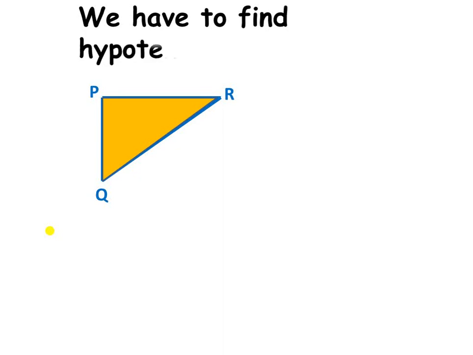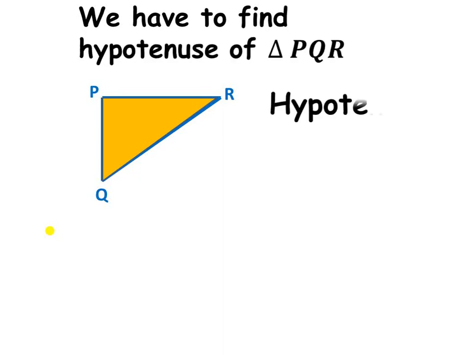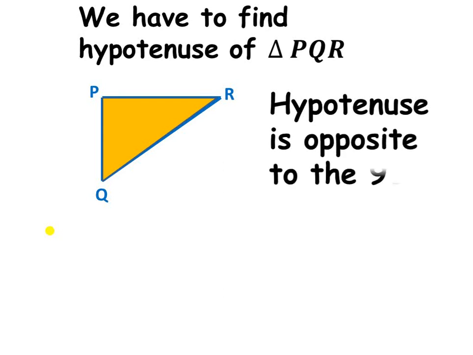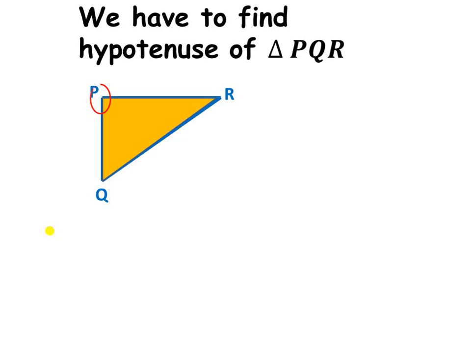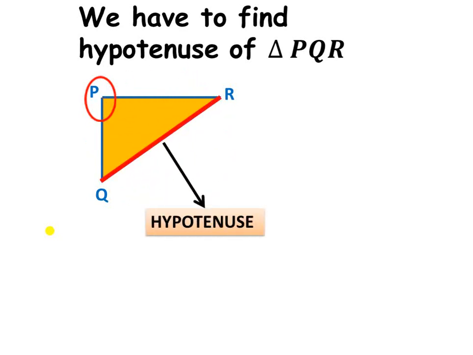Let's do one more example. There is a triangle PQR and we have to find the same thing, meaning what is the hypotenuse of triangle PQR. We know that the hypotenuse is opposite to the 90 degrees. So here P is the 90 degree angle. So QR is the side that is opposite to the 90 degrees. So QR is the hypotenuse of the triangle PQR.